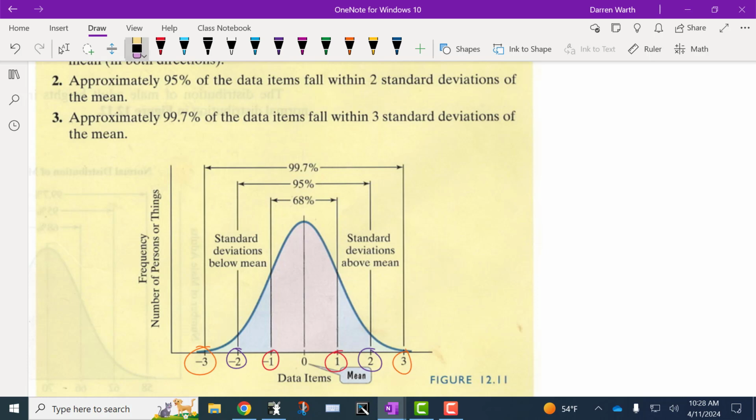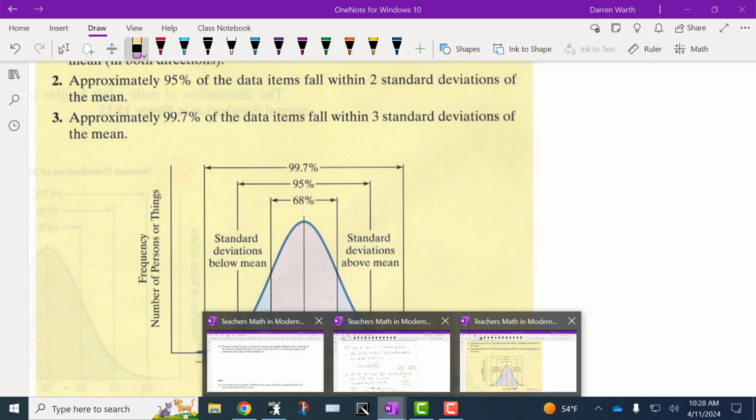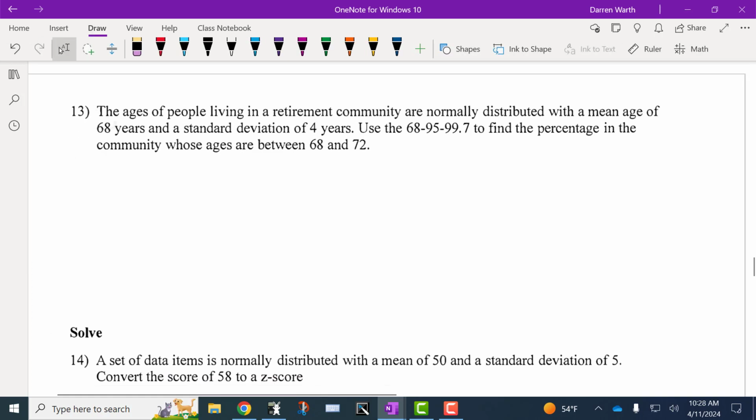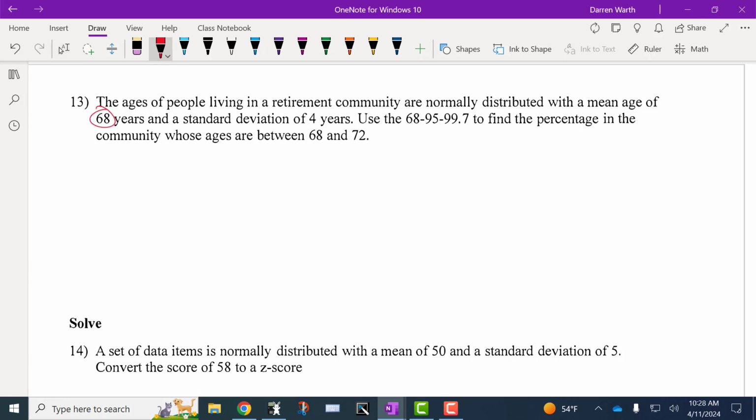So if you remember back to your problem that we just looked at, it said that we have a mean of 68 years and a standard deviation of 4 years. So that's going to be, notice, between 68 and 72. If I take 68 plus 1 standard deviation, that is equal to 72. So I'm looking at the data that lies within the mean, which is 68, and 1 standard deviation above it.